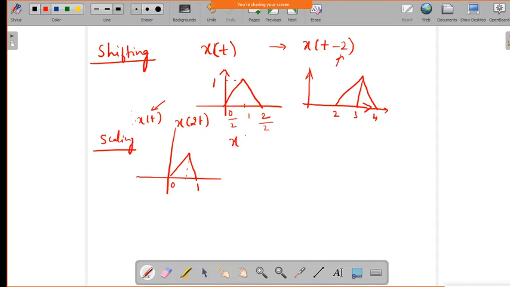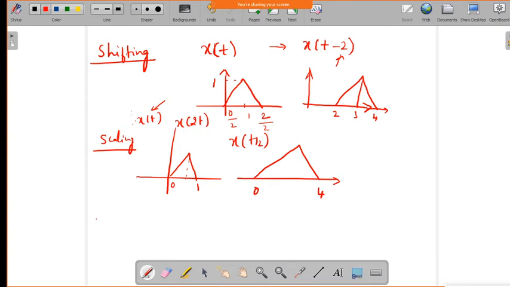And similarly x of t by 2 will be expanded: multiply by 2, it will be expanded till 4, so 0 to 4. So if it is t by 2, you have to multiply these indexes by 2, and if it is x of 2t, then you have to divide the index by 2. So this is about the scaling operation.